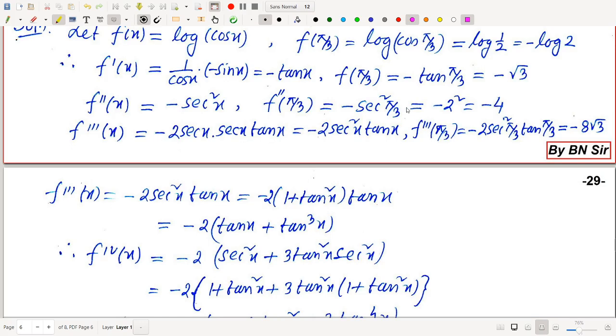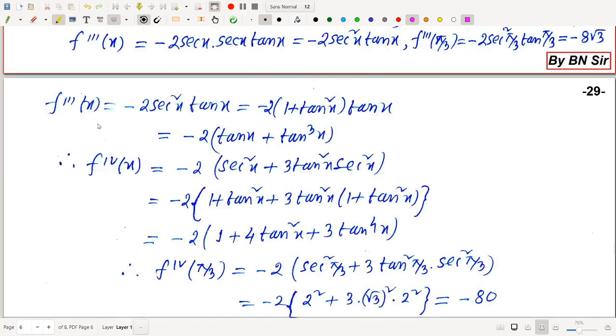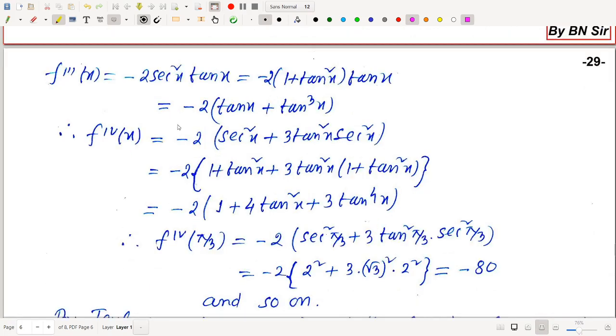f triple dash x, the derivative of sec square x is 2 sec x into sec x tan x, so minus 2 sec square x tan x. Minus is already there. So f triple dash pi by 3 is minus 2 sec square pi by 3 tan pi by 3. Sec square pi by 3 is 2 square, so it will be 8 and tan is root 3. So minus 8 root 3. For the next derivative, we simplify by writing sec square x as 1 plus tan square x. So it is ultimately minus 2 tan x plus tan cube x. So it will be easier to differentiate.